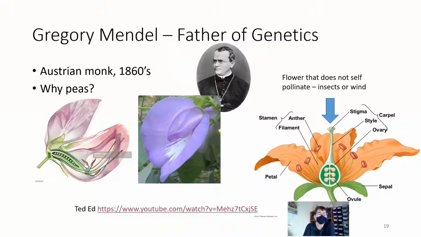And part of the reason for peas is they self-pollinate. So if you look at this pea plant flower here, there's all of the stuff that makes peas. So basically the sperm and the egg, they're all enclosed in this part here, and they never get out. Whereas this one, okay, so this is like a lily or something like that. The wind could pollinate this.